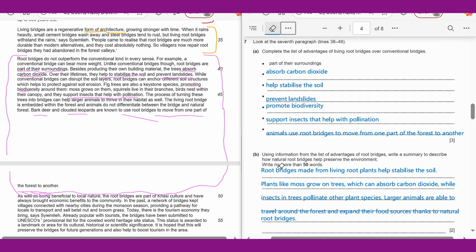So, root bridges made from living root plants help stabilize the soil. Plants like moss grow on trees which can absorb carbon dioxide, while insects in the trees pollinate other plant species. Larger animals are able to travel around the forest and expand their food resources thanks to natural root bridges. Okay, let's move on. Okay, guys, number 8.